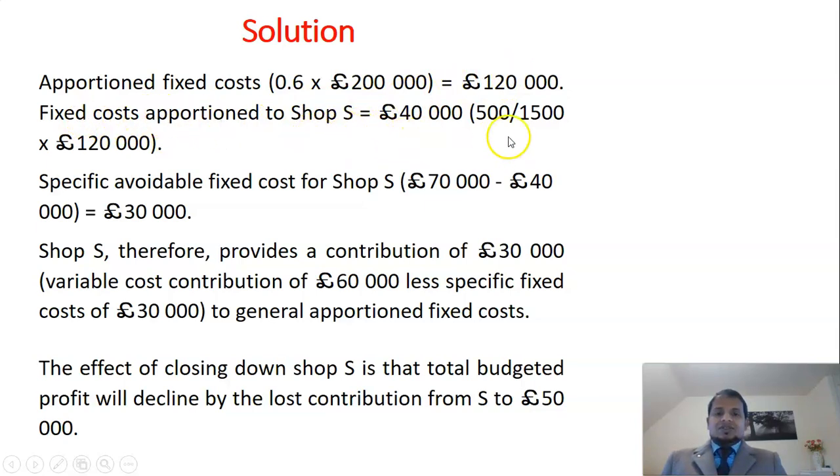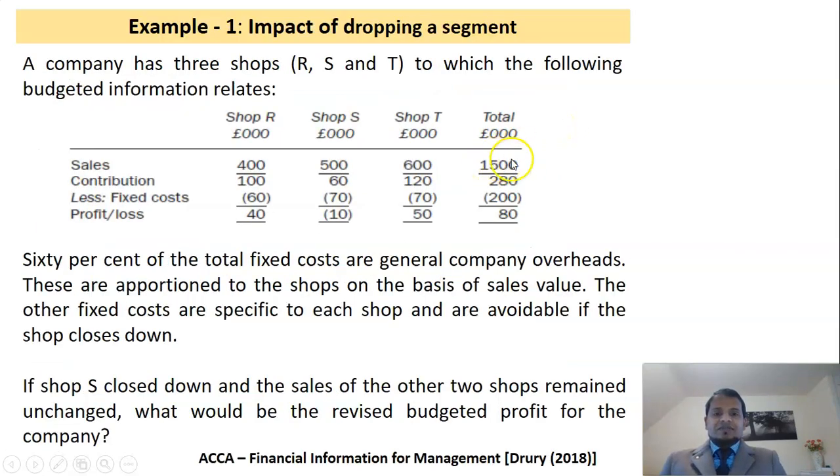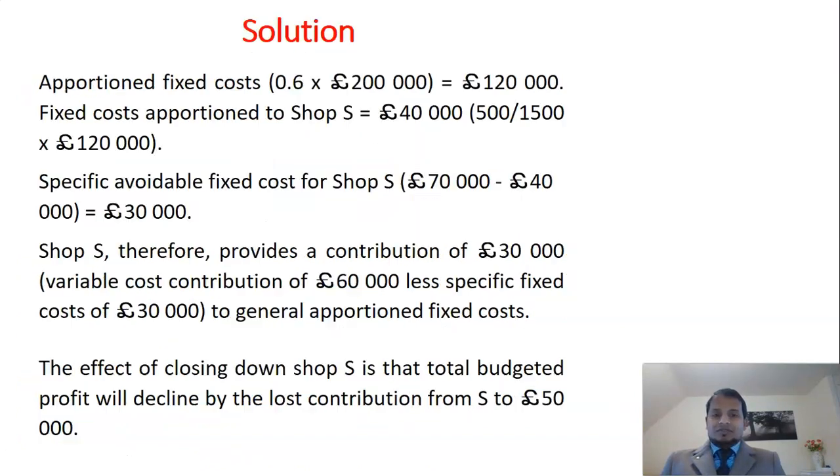All right. So if you distribute this 120,000 among three divisions based on their sales revenue, the total sales revenue is 1,500, made up of 400, 500, and 600, and 500 is for S. So if you consider the ratio, 500 out of 1,500, 40,000 of the fixed cost is for the shop S.